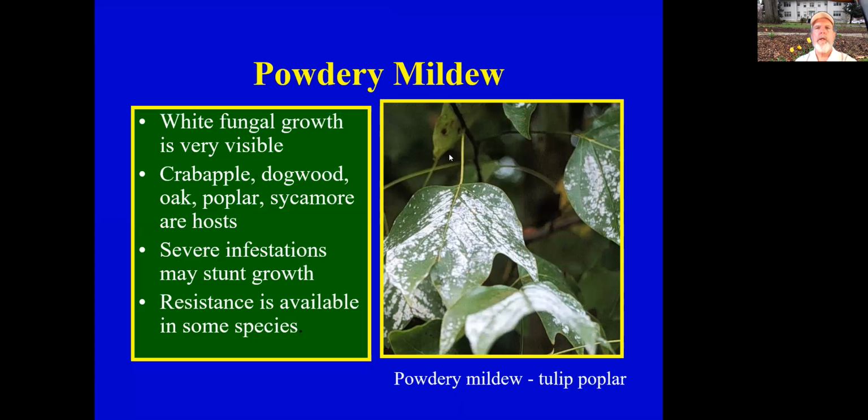Here's one that occurs very commonly. It just looks like someone put some powder on leaves, like some baby powder. But really what it is, is a fungus. And the fungus is basically a topical fungus. It doesn't go too deep into the plant. It's not considered as devastating as a lot of fungi that I'll be showing. But it can get on a lot of plants. Here I show that it can get on crabapple, dogwood, oak, poplar, sycamore, many hosts.